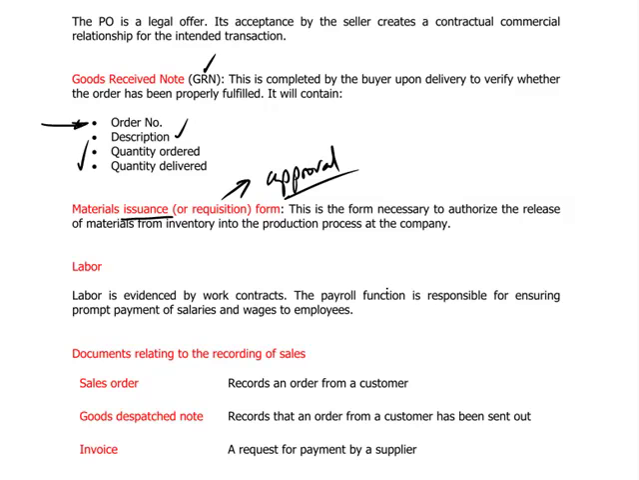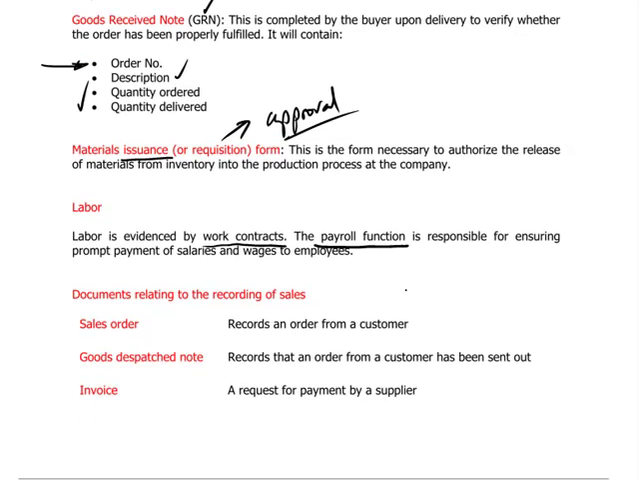What about labor? Well, the worker gives his time and effort to the company in the form of labor, and this is evidenced by work contracts. It's the document which will specify how much the worker is to be paid for his efforts. And of course, within HR, within the organization, there will be a payroll function which makes sure that salaries are paid to the workers on a periodic basis, and hopefully punctually.